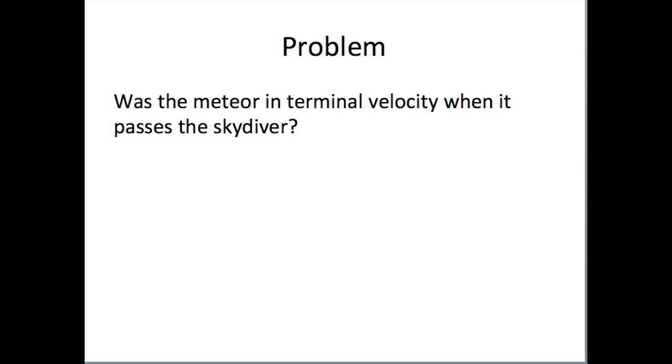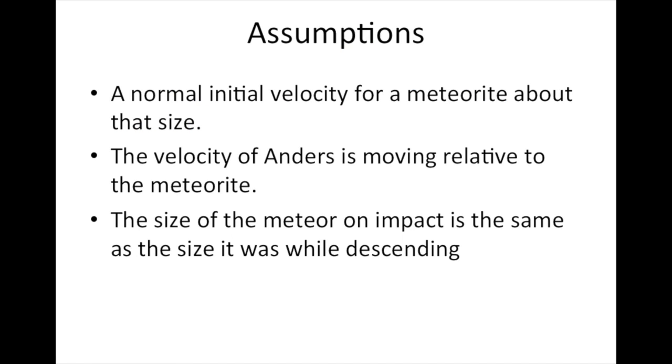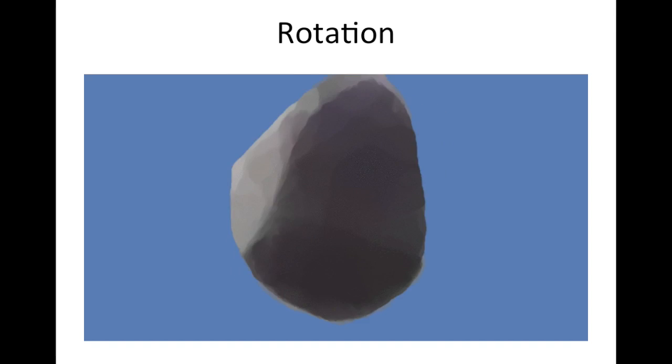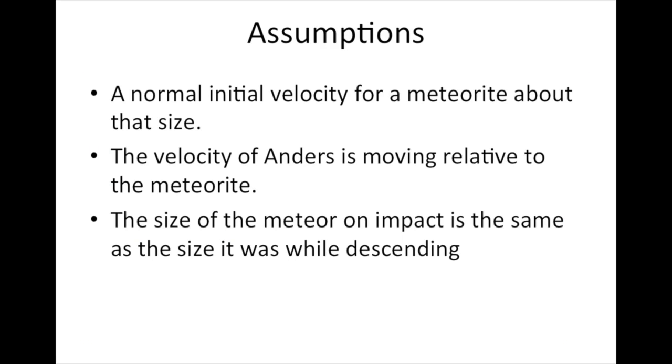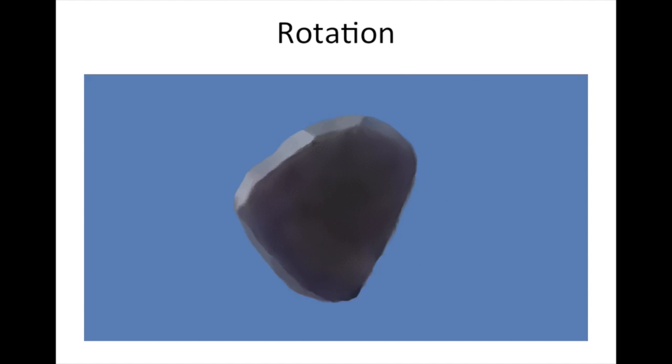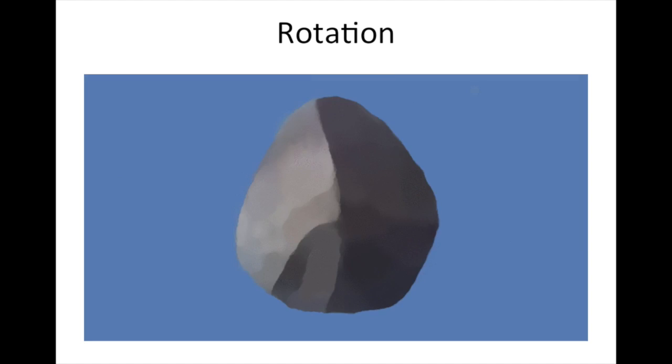The problem is, was the meteor in terminal velocity when it passes the skydiver? The assumptions that were made are that there is a normal initial velocity for a meteorite about that size, and that Anders is moving relative to the meteorite, but Anders' speed is much smaller than the meteorite's, therefore his speed can be neglected. The size of the meteor on impact is the same as it was while descending past 1,000 meters. I am also not taking into account the rotational momentum of the meteor.